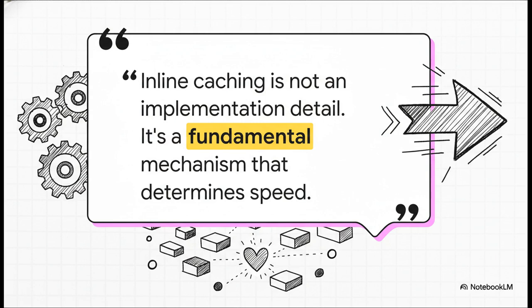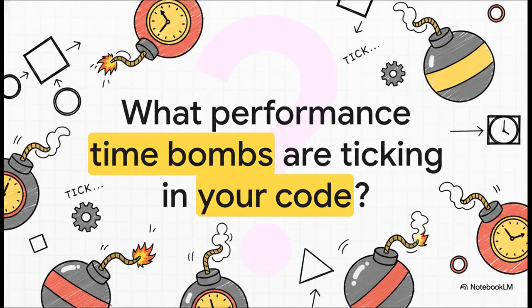And that brings us to this powerful conclusion from the source material. Inline caching is not an implementation detail. It's a fundamental mechanism that determines whether your code runs fast or slow. This isn't some obscure feature for engine nerds. It's at the very heart of JavaScript performance. And that's our story. It's a bit of a cautionary tale, right? And it leaves us with a really important question we should all be asking about our own work. What performance time bombs might be ticking away, hidden deep inside your code?